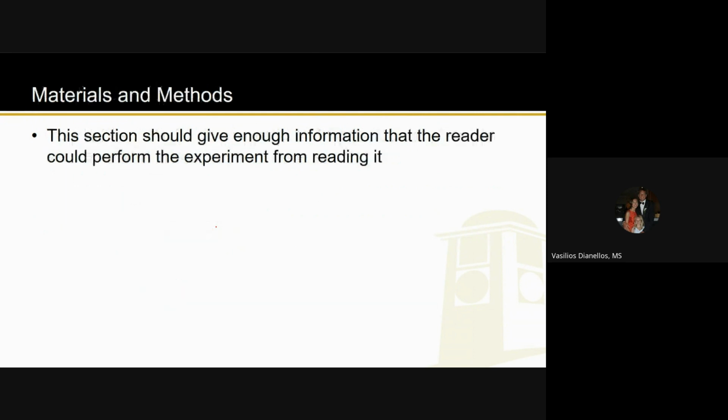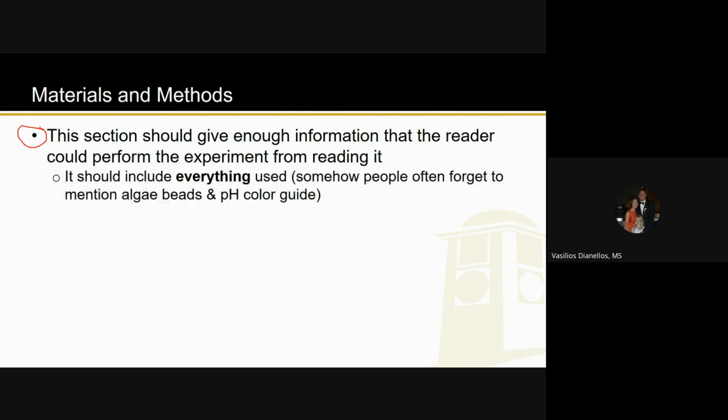The next one's pretty simple, materials and methods. This section should give enough information that the reader can perform the experiment from reading it. This is so easy. That should be your measuring stick, right? Again, just like the whole lab report should make sense to somebody, this particular section should have enough information that you could give it to a student and say, here, I need you to do this experiment. And that student should be able to take it. They should know exactly what they need and know exactly what they need to do, right? So you should include everything you do that the person needs to do, right?